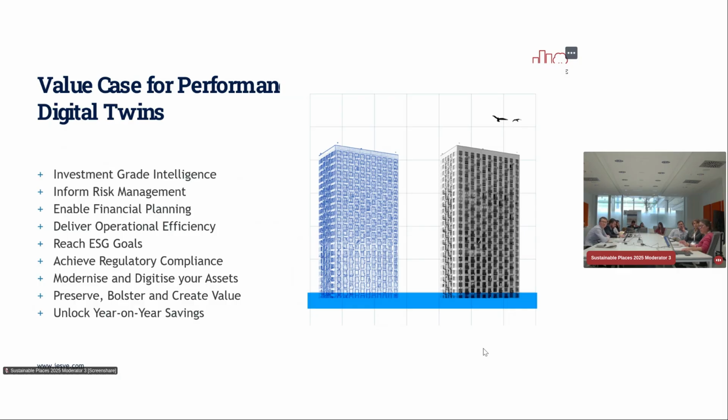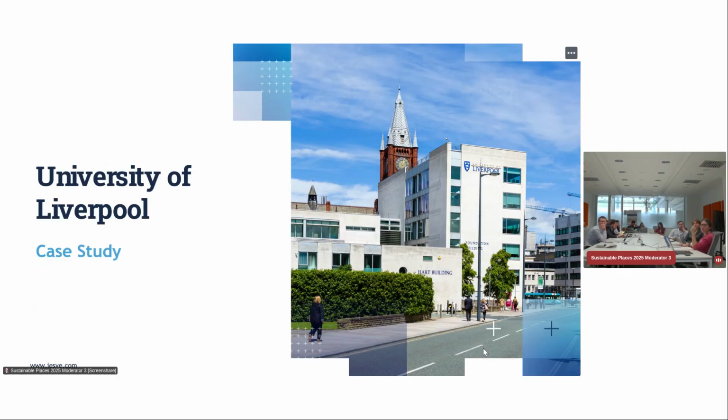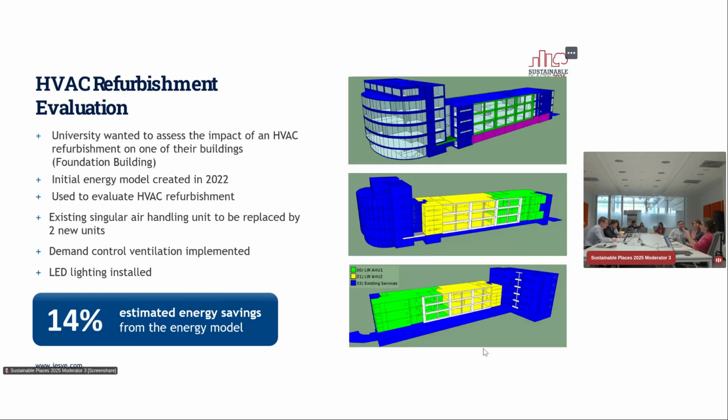So on this, we have a really good example in the University of Liverpool. This is the same thing as the University of Edinburgh. They came in asking for assessing a potential retrofit project, and this was the foundation building. They wanted to do HVAC refurbishment, install LEDs, and implement demand control ventilation. This is a pretty common set of renovations. And they want to know, okay, what's the potential impact?